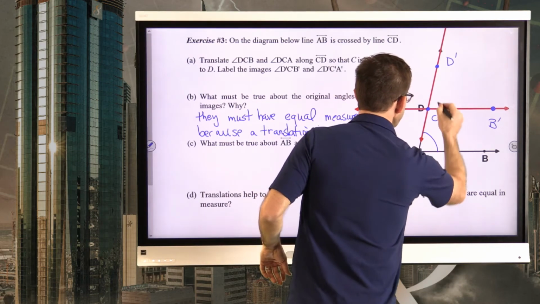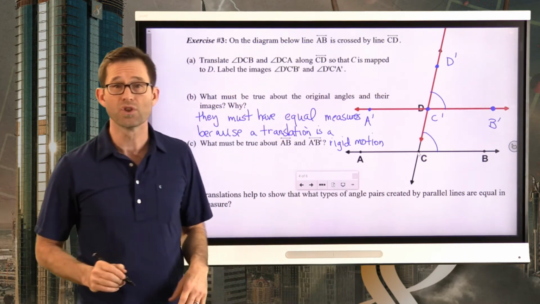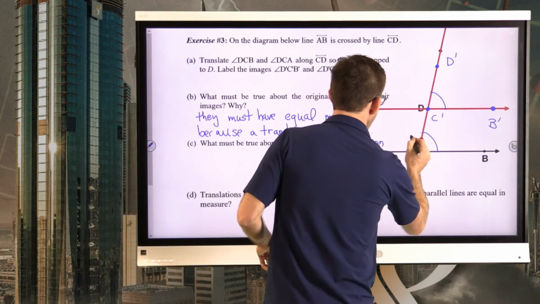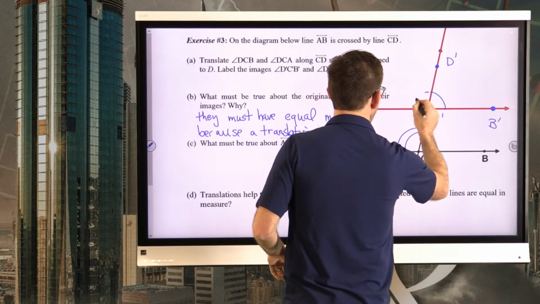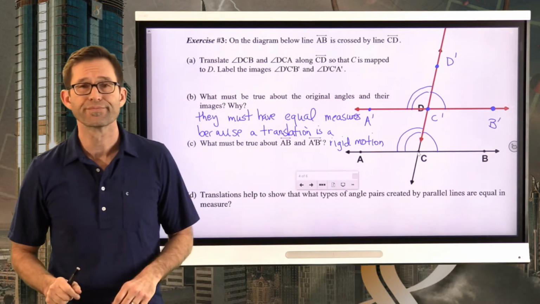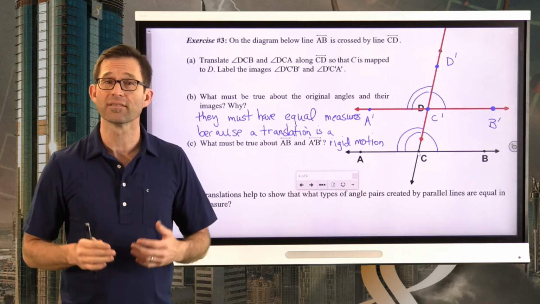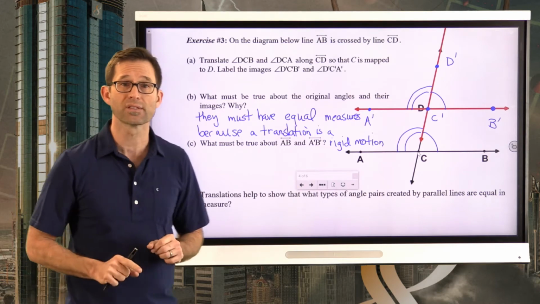So because we simply shifted this angle using a translation, we can mark equal angles with arc marks. We can say that those two angles have the same measure. Likewise, the obtuse angle, I'm going to put a double arc to distinguish it from the other one. These two angles must also have equal measures, and again, it's simply because all we did was a translation, and translations do not change angle measurements.